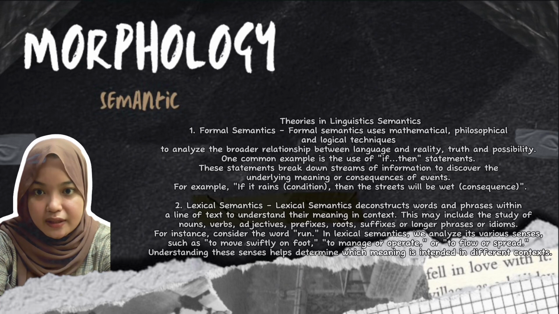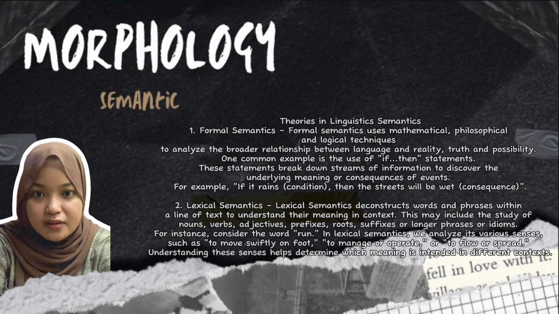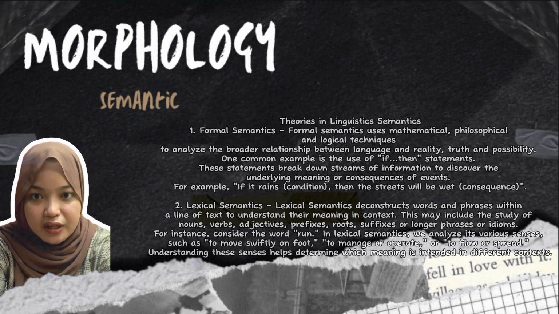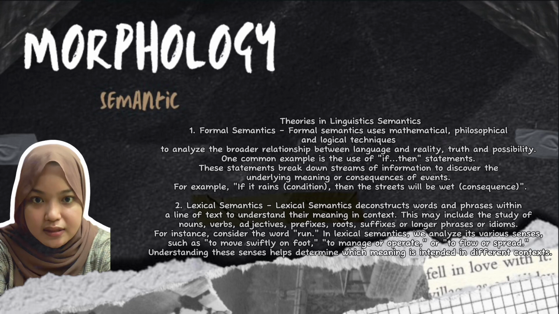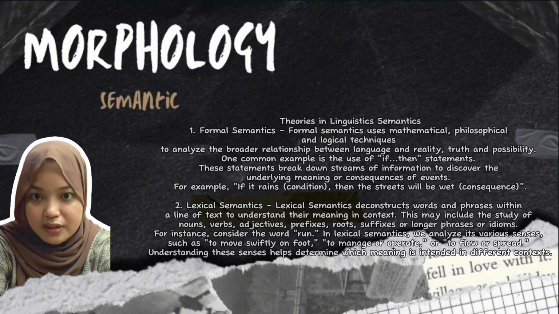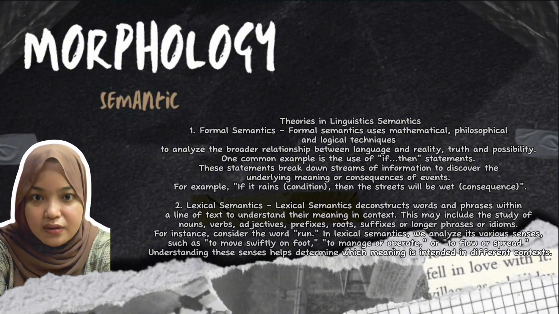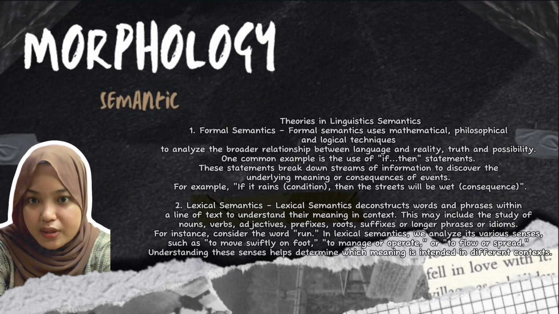Theories in linguistic semantics. The first is formal semantics. Formal semantics uses mathematical, philosophical, and logical techniques to analyze the broader relationship between language and reality, truth, and possibility. One common example is the use of if-then statements. The statement breaks down a stream of information to discover the underlying meaning or consequence of events. For example, if it rains, which is the condition, then the street will be wet, which is the consequence.